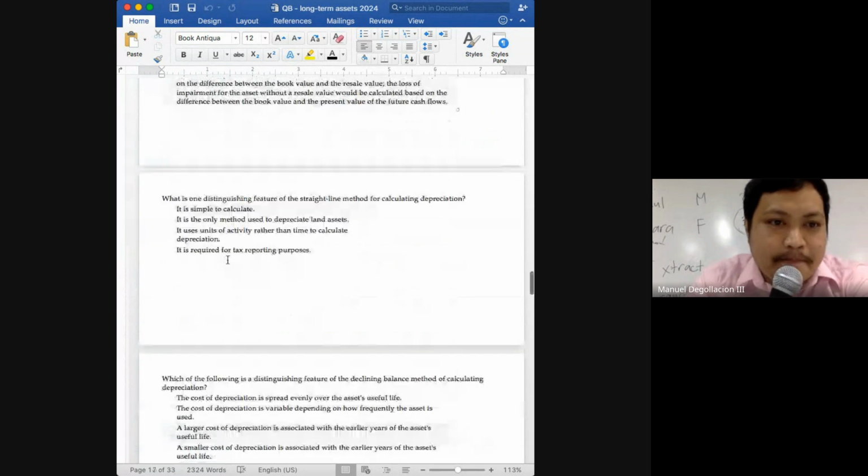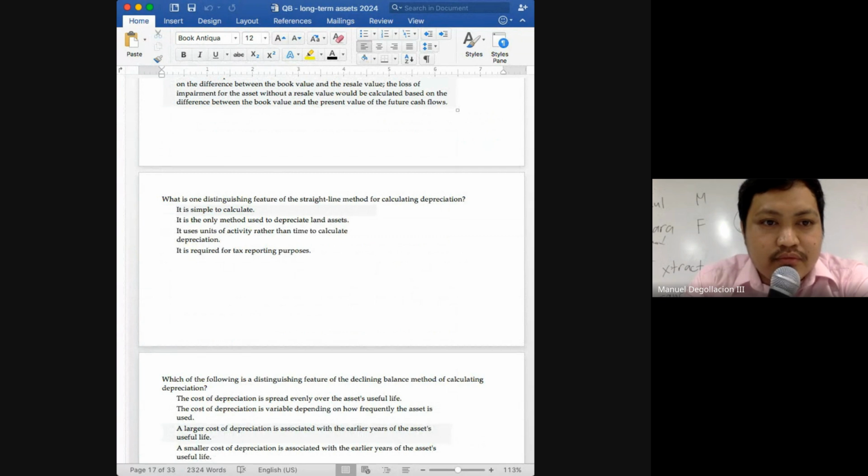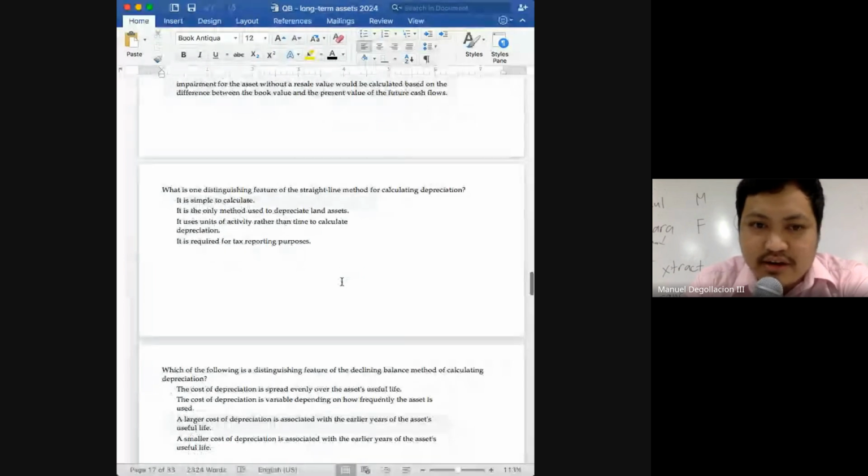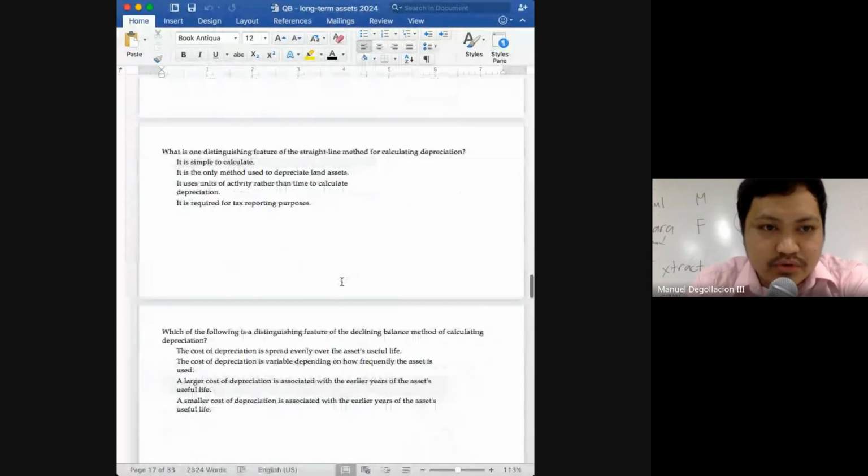What is one distinguishing feature of the straight line method for calculating depreciation? The second choice is obviously wrong. The same for the third choice. And the fourth choice, straight line is not required. So the best answer here is, it is simple to calculate.